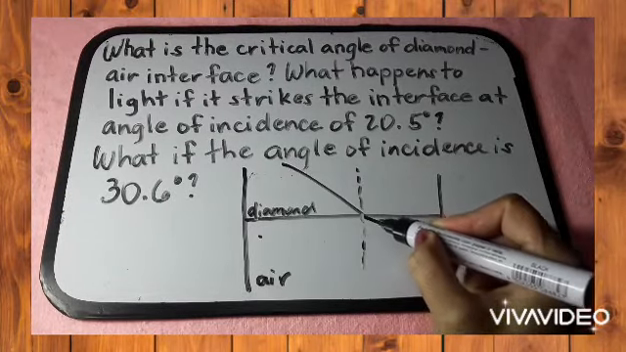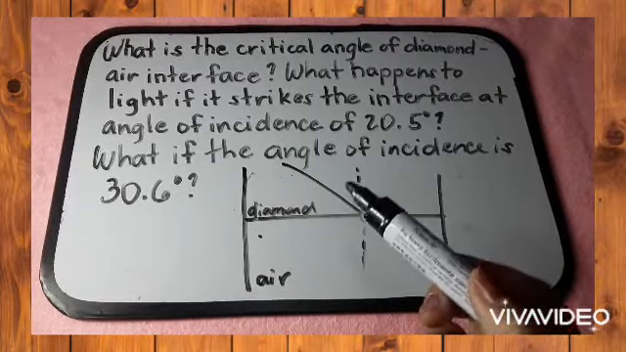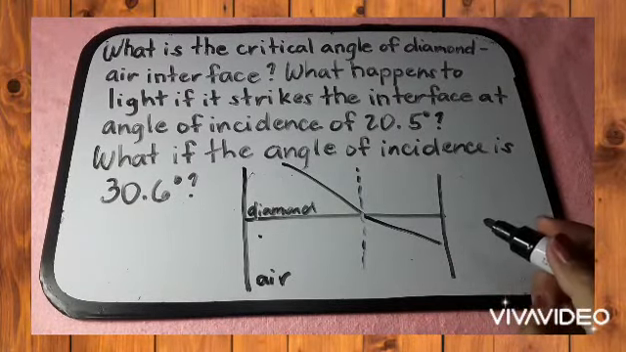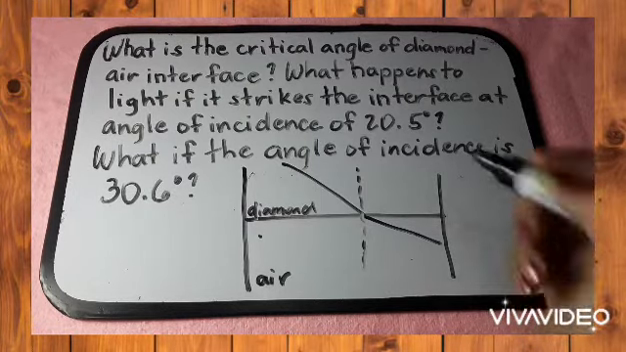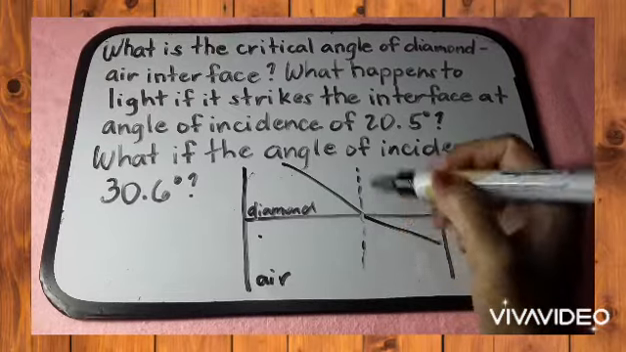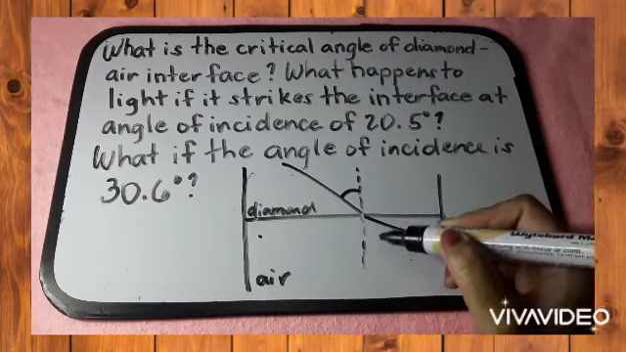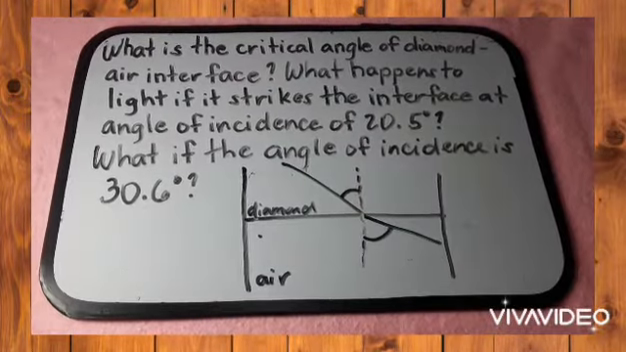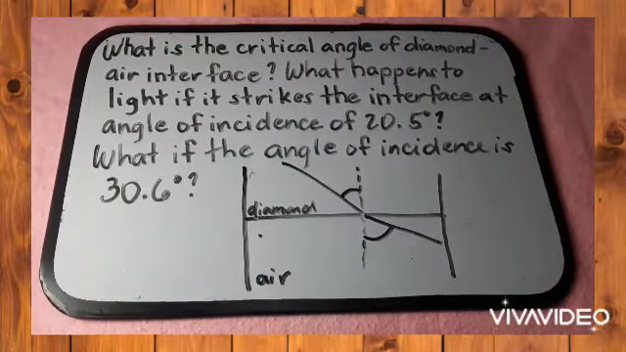Why away from the normal? Because the diamond is denser than the air. The index of refraction of this diamond is greater than the index of refraction of air. So we have here the incident ray and the angle of refraction. In here, we are now solving for the critical angle of a diamond-air interface.